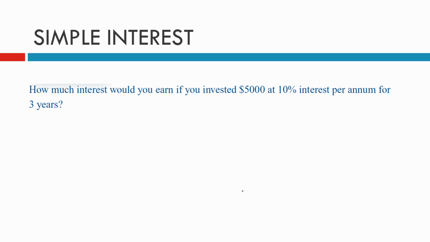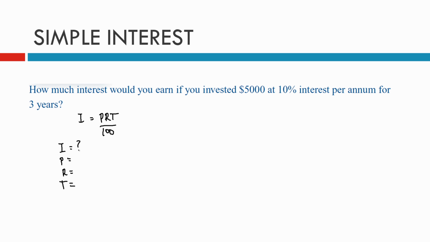Now here is an example. How much interest would you earn if you invested $5,000 at 10% interest per annum for 3 years? The first step in answering this question is to write the formula down. I equals PRT over 100. I also would like you to write down I equals, P equals, R equals, and T equals, and label these so you know which one is for what in this situation.